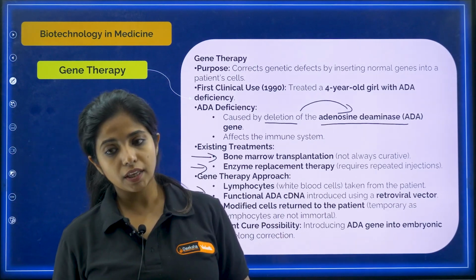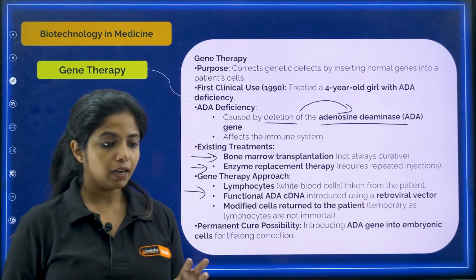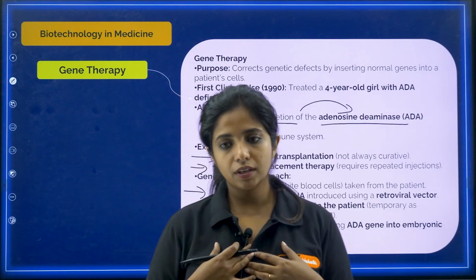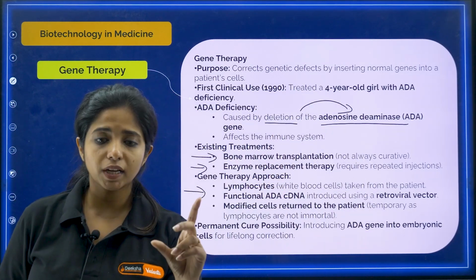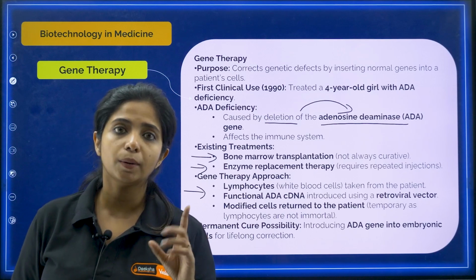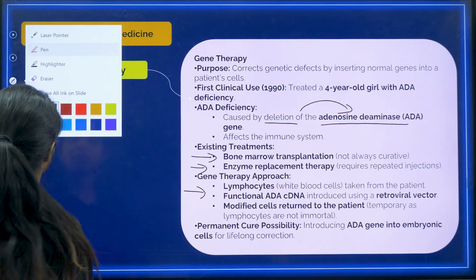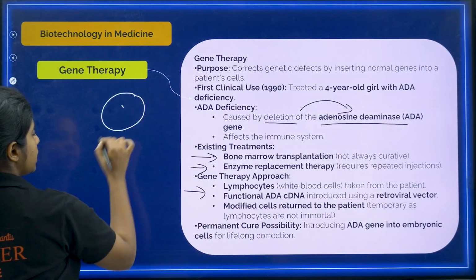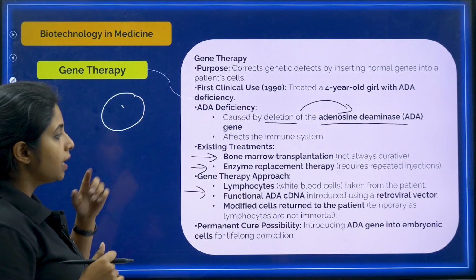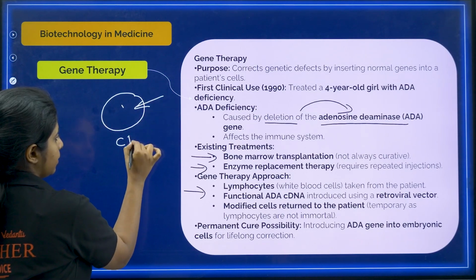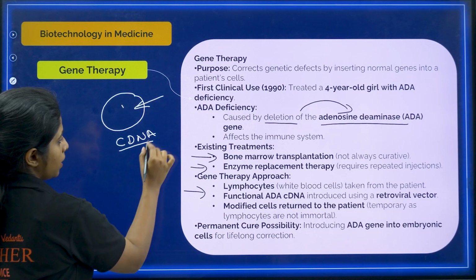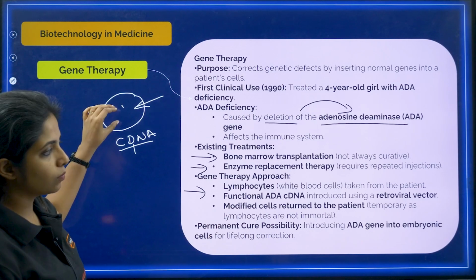What was done is that if I am a human being with adenosine deaminase deficiency, my lymphocytes were taken. Lymphocytes are a type of WBCs, white blood cells. So my lymphocytes are taken, and then into my lymphocytes, a functional cDNA, complementary DNA, coding for adenosine deaminase was put.